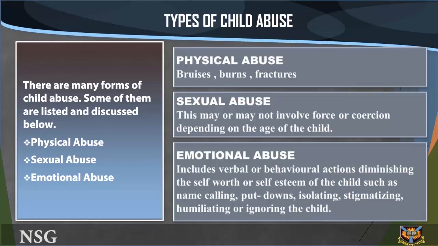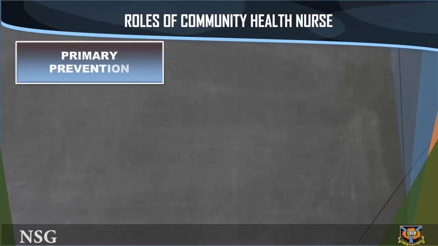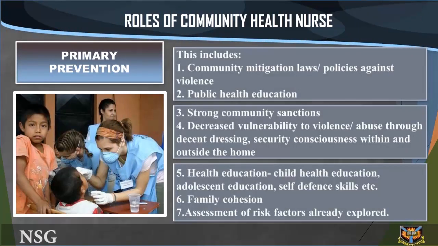How can a community health nurse prevent some of these abuses? For us to answer this question, we will describe ways a community health nurse can prevent child abuse in the next section. 5. Roles of the community health nurse. The following are some of the roles a community health nurse can play to mitigate against child abuse.